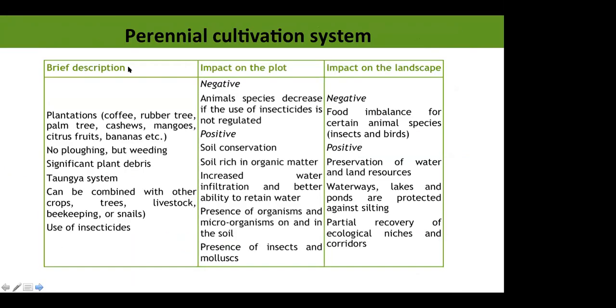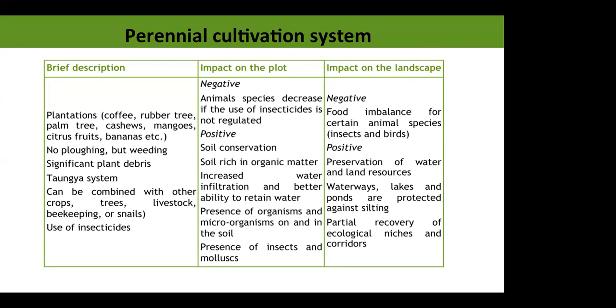So we move on to the next cultivation system. We have the perennial cultivation system, and we all know what perennial is. So perennial cultivation system, these are majorly plantations like cocoa, coffee, rubber, palm tree, cashew, the citrus, and the rest. And no plowing is done after you have planted them. You don't plow again, but you weed continuously.